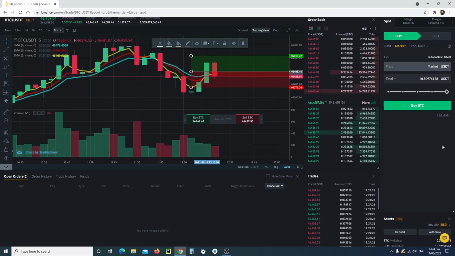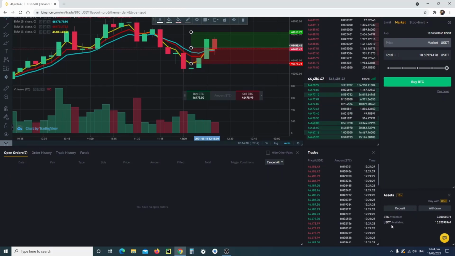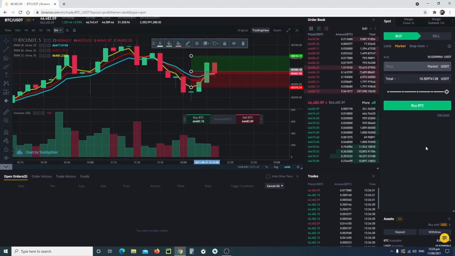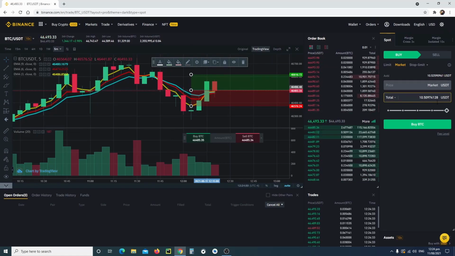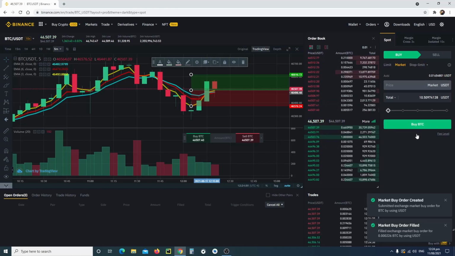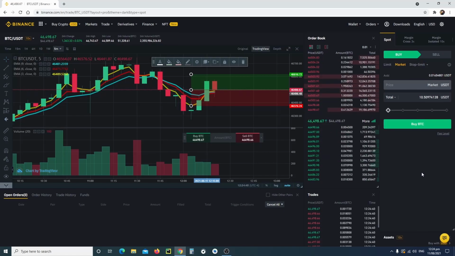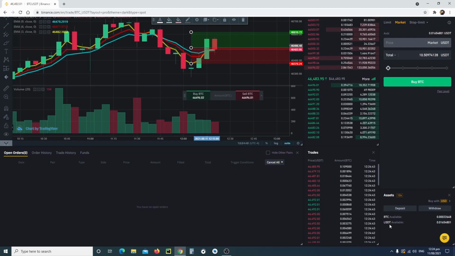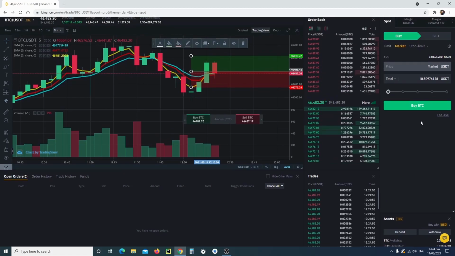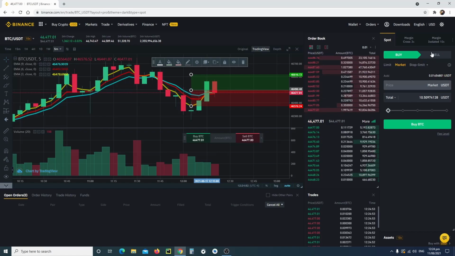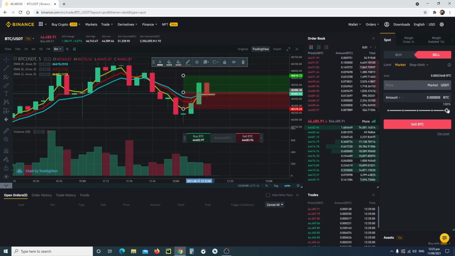So we're just going to try a quick example. Notice the USDT there, right? We want to buy at market value. So whatever the market value is, now we're going to purchase. Now click buy BTC. Right, so notice the USDT went down and my BTC went up. If I want to sell at market value, I can click sell.